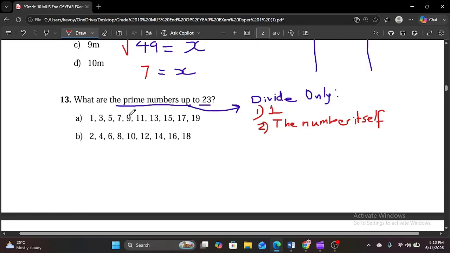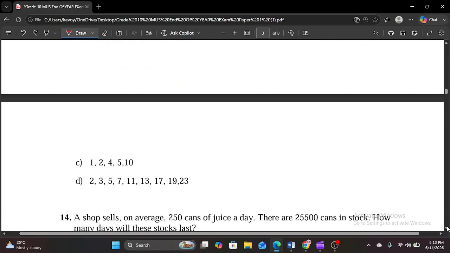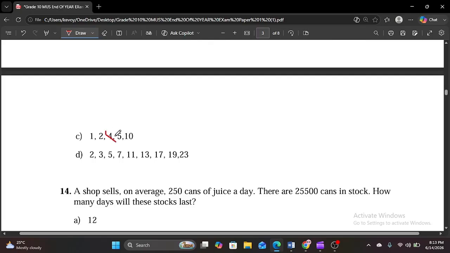7, yes. 9, no, because 3 can divide by 9. So 3 into 9 goes 3 times. So we can't use A. B, no. I'm seeing 8. I'm seeing 6. 2 can go into 8. 2 can go into 6. So that's a no. 4, I'm seeing a 4 for C right there. So that can't be a prime number because 2 can go into 4.